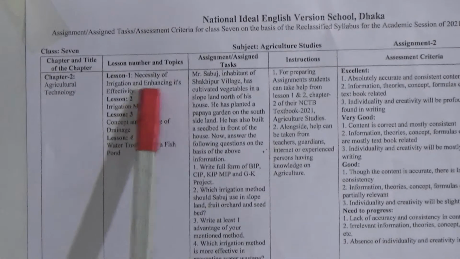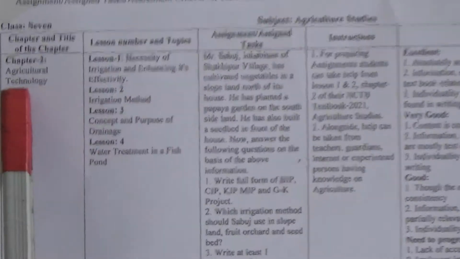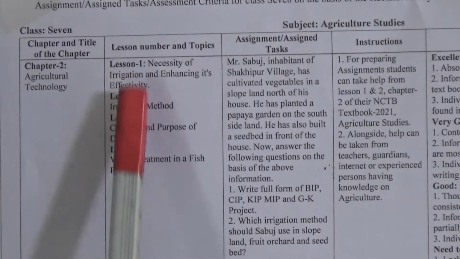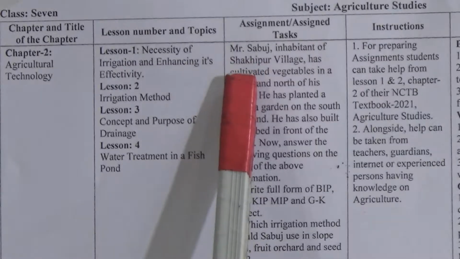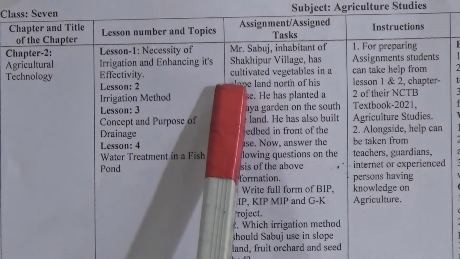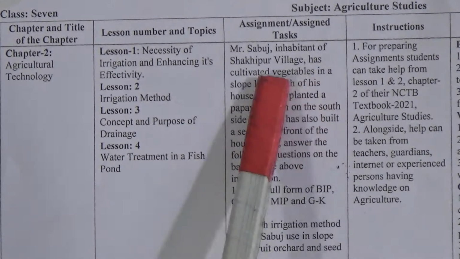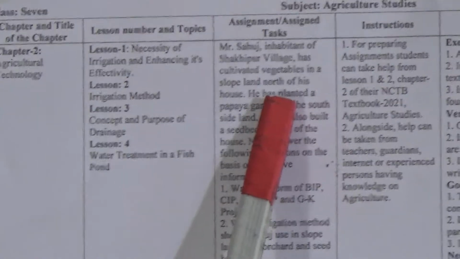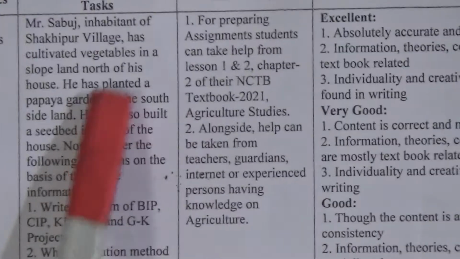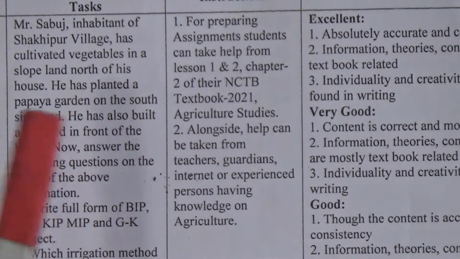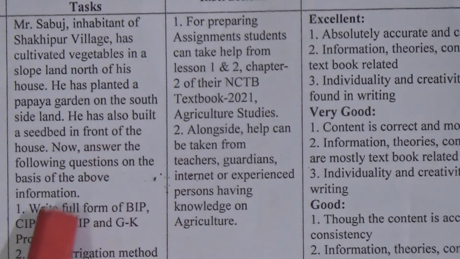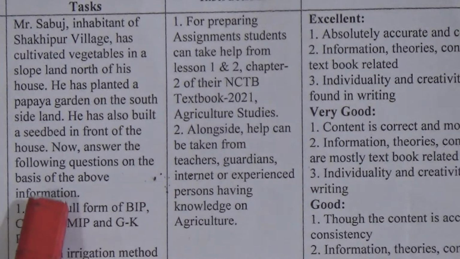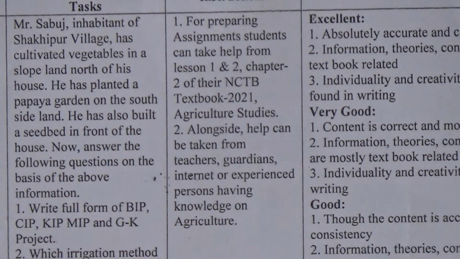The lesson number and topics for this assignment is chapter 2 and the lessons is lesson 1, 2, 3, 4. Okay, now see the assigned task. What is said? Mr. Shobuj, inhabitant of Shokipur village, has cultivated vegetables in a slope land north of his house. He has planted a papaya garden on the south side. He has also built a seedbed in front of the house. Now answer the following questions on the basis of the above information.